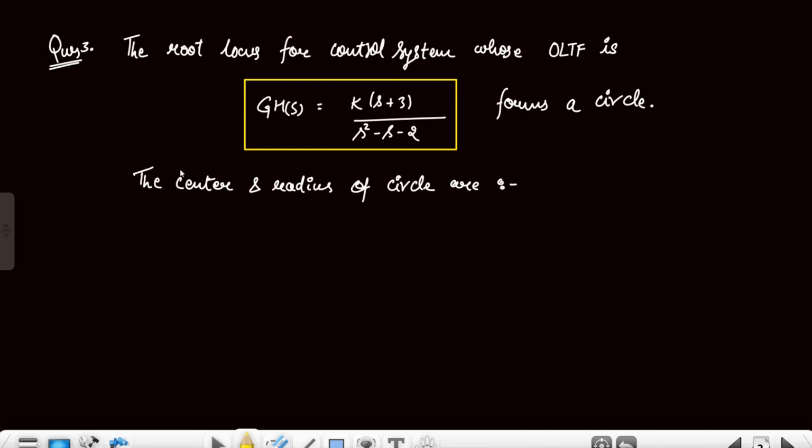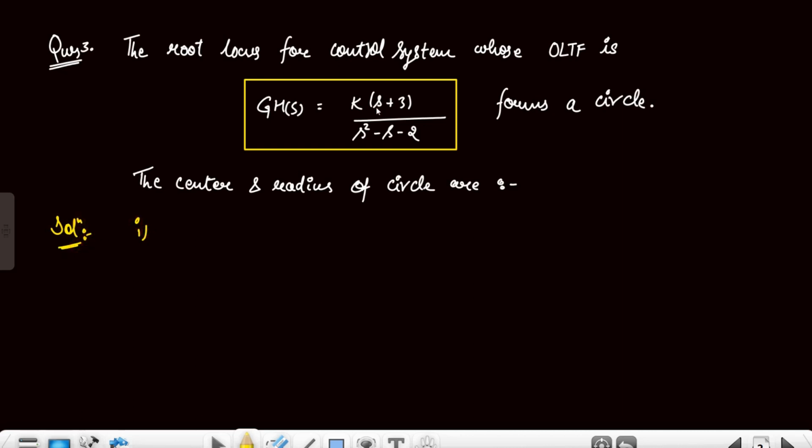So hello everyone. This is the third question of control systems based on the root locus plot. Here it is given that the root locus of this open loop transfer function, that is K(s+3)/(s² - s - 2), forms a circle. So we have to calculate the center and radius of that circle. Let's have a detailed discussion of this problem.